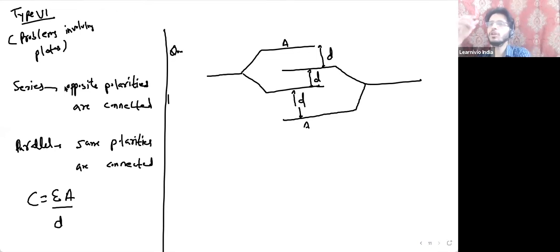First of all, you have to identify how many capacitors we have. Then we will decide whether it's a series or a parallel combination. Now, to identify a capacitor, remember, a capacitor has two plates which are oppositely charged. I'm repeating again. One capacitor has two oppositely charged plates. So these are two plates.